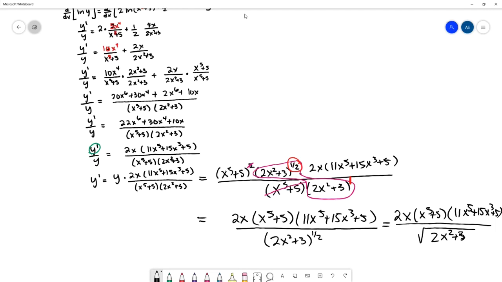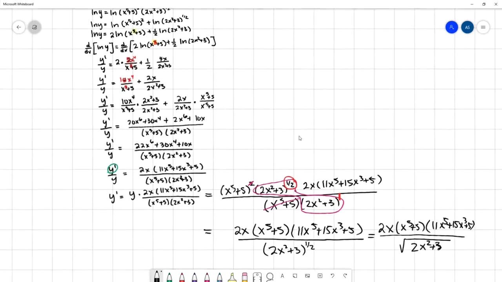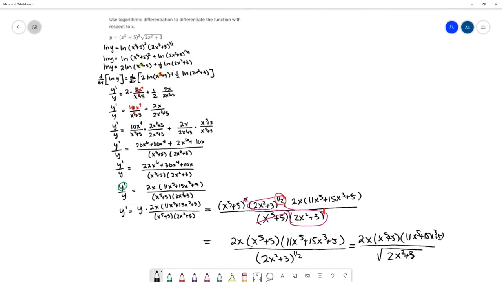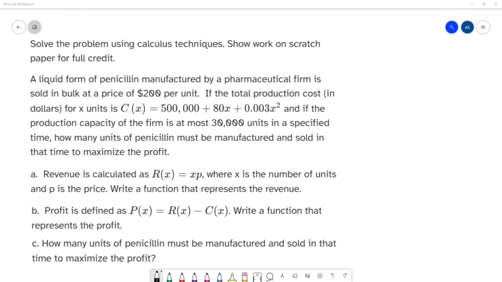So we've calculated the derivative using logarithmic differentiation. We want to solve the problem using calculus techniques.